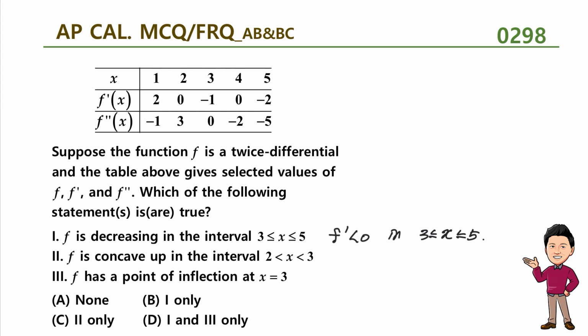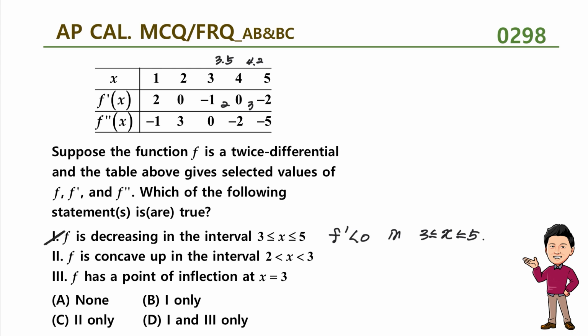Let's say at x equals 3.5, we could have a positive f prime, let's say 2 or whatever. At 4.2, we could have a positive f prime, let's say 3 here. So we're not sure. We cannot say that in this interval, f prime is always negative. So this statement is not always true. Okay, does that make sense?